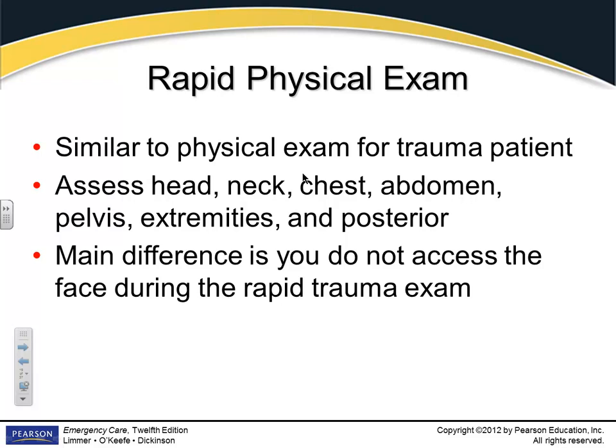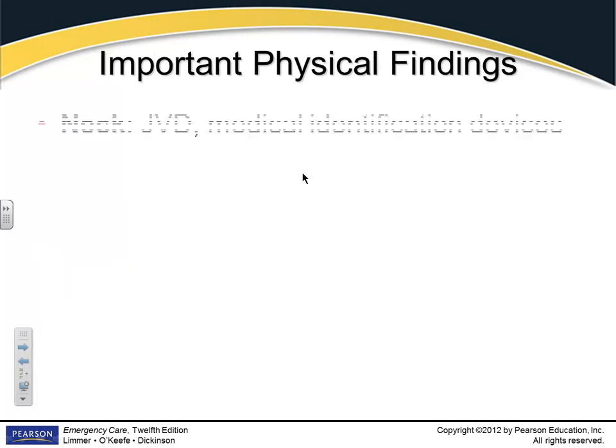The main difference between a rapid physical exam, rapid trauma assessment, and then your regular detailed exam is going to be you don't really do much assessing of the face. You may check the pupils. Anybody unconscious, you're always going to check the pupils, but you're not going to spend a whole lot of time looking in the mouth and palpating the face and that kind of stuff. That's the only thing that you kind of gloss over.